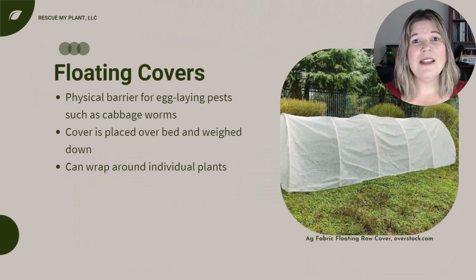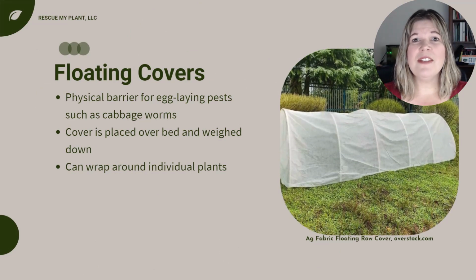You can physically exclude pests by using physical barriers. You can place a floating cover early in the season to keep egg-laying pests such as the cabbage moth from landing on your plant and using it as their breeding ground. You would cover beds by placing the floating cover over the whole bed and weighing it down with stones. Air, light, and water can still get in, but the insect will not. You can also protect individual plants by wrapping the cover around the plant.